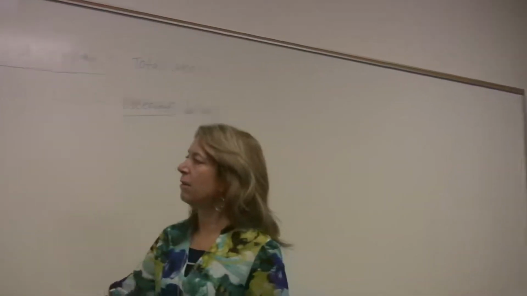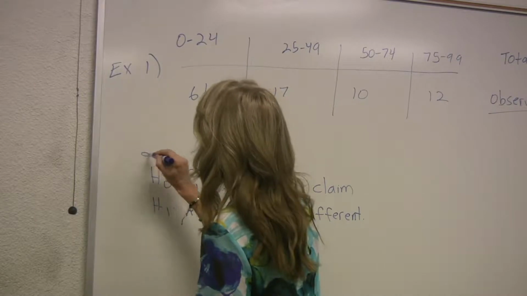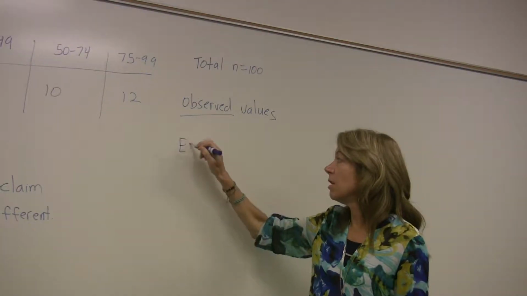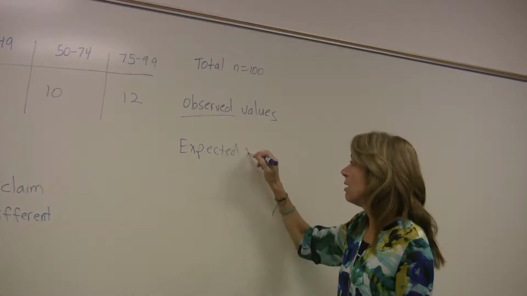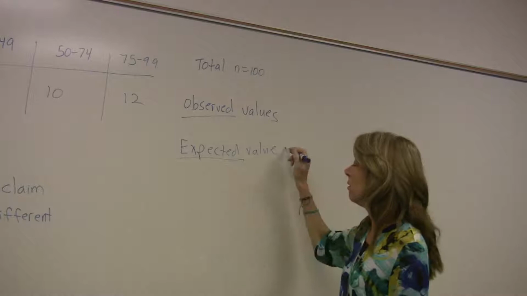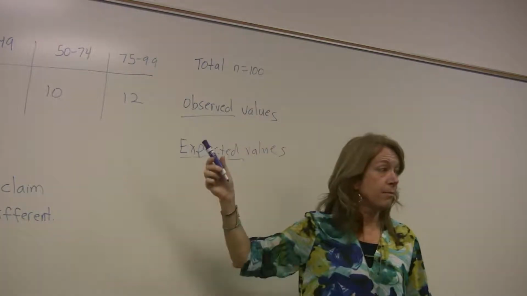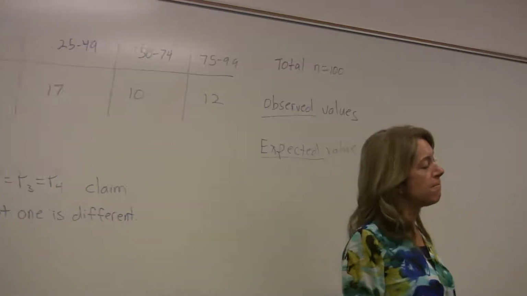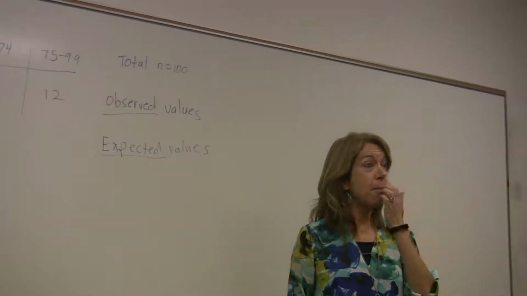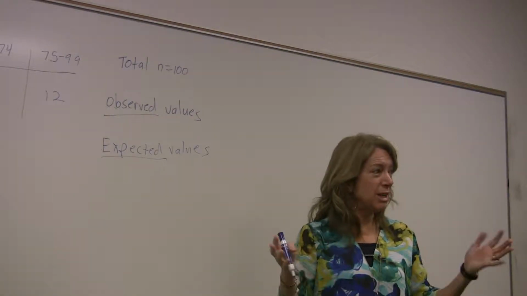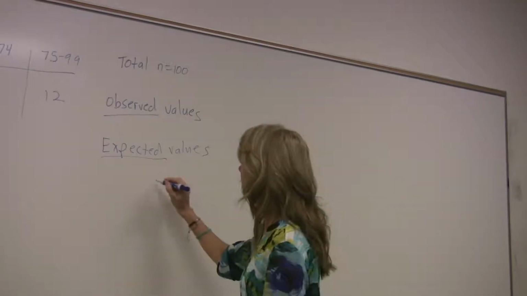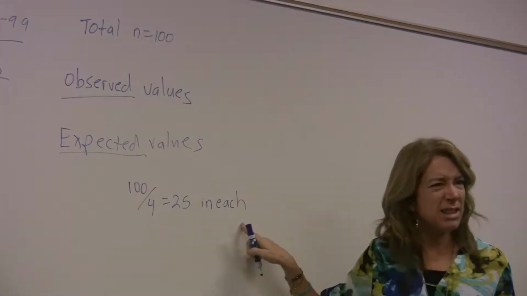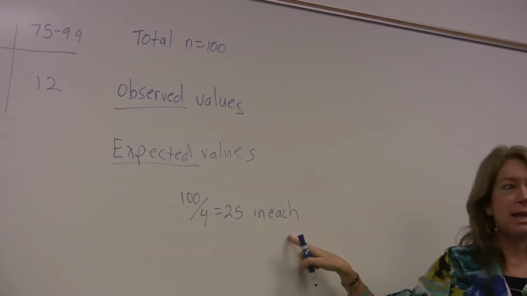Now, I'm going to move my output down a little bit. Underneath these observed values, I want to write the expected values. The expected values come from the H0. The claim is that they're all the same. If I have 100 checks and the same number is in each one of these, how many goes in each one? 25. How'd you get that? He took 100 and divided it equally into 4 spaces. 100 divided by 4 would be 25 in each. Does that make sense? If they really were equally likely, I would have had 25 in each one.